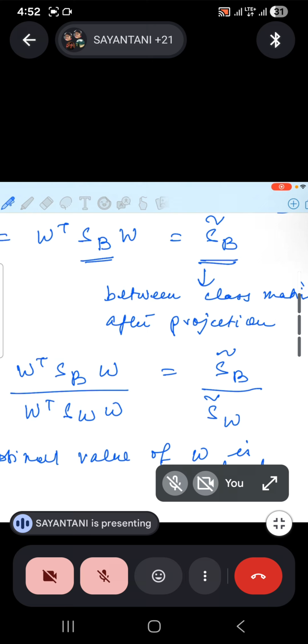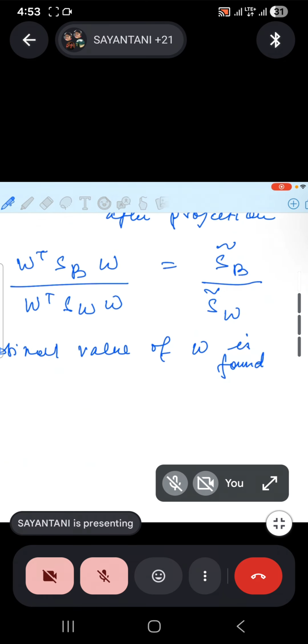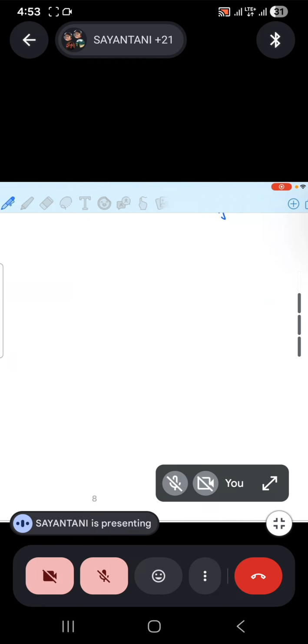But ultimately, it's a much more sophisticated optimization problem because we try to obtain the value using a generalized eigenvalue problem. So I'm not getting into those high level of mathematics, but this is the basic principle of linear discriminant analysis. I hope this part is clear. Any doubts still here? Okay. So this is the first classifier, what we have discussed today.